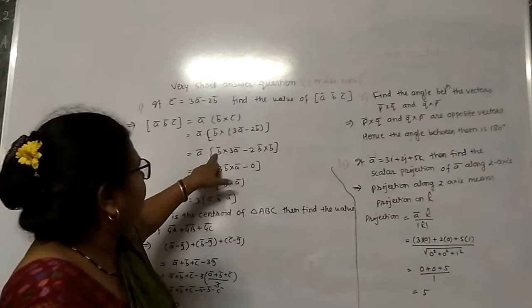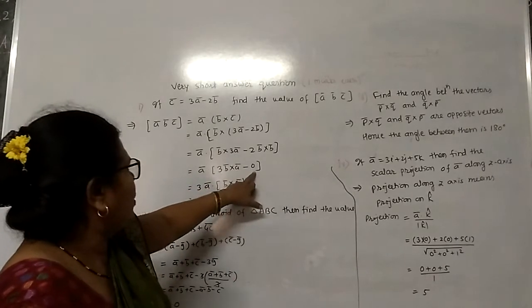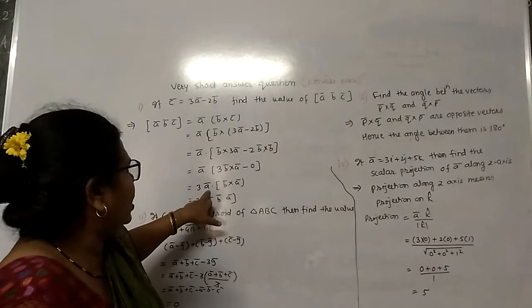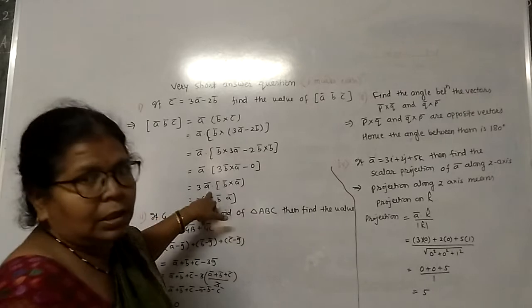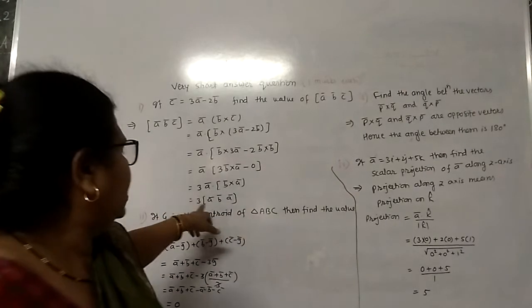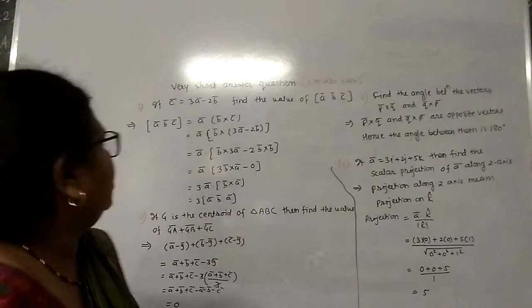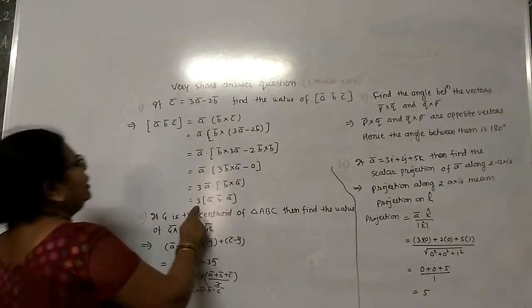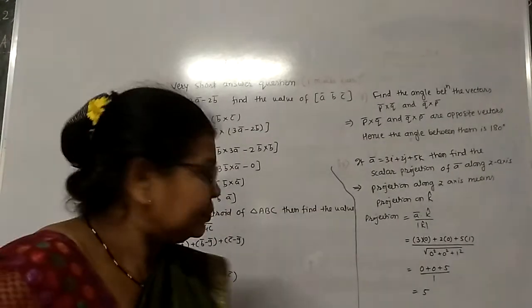So 3, the constant, we take outside: B bar cross A bar minus 0. Means 3 again we take outside the bracket, 3 times B bar cross A bar. It is the scalar triple product and we can write it in the box as [A bar, B bar, A bar]. Therefore, the value of [A bar, B bar, C bar] equals 3 [A bar, B bar, A bar], because C is given.